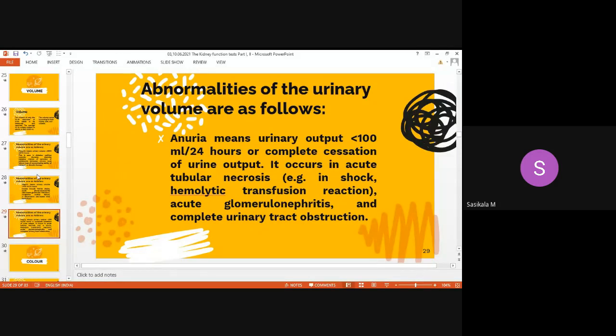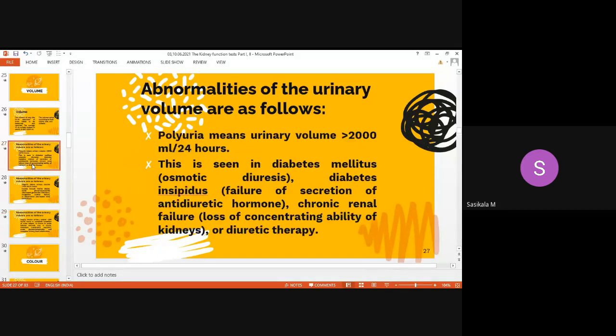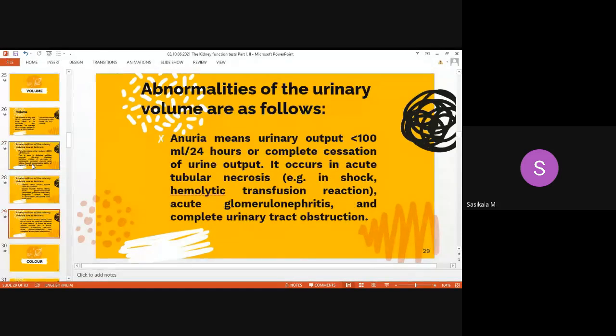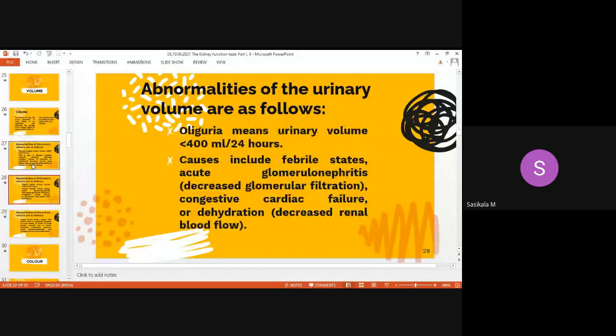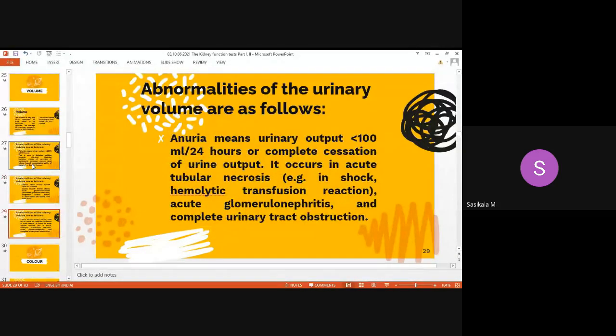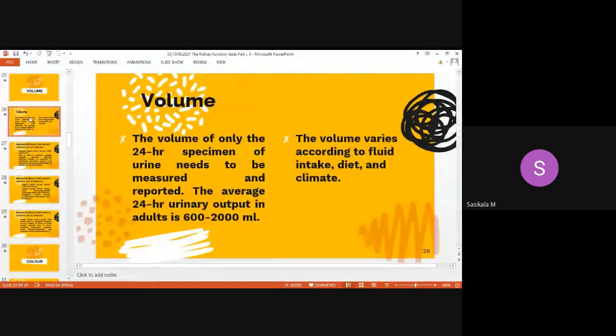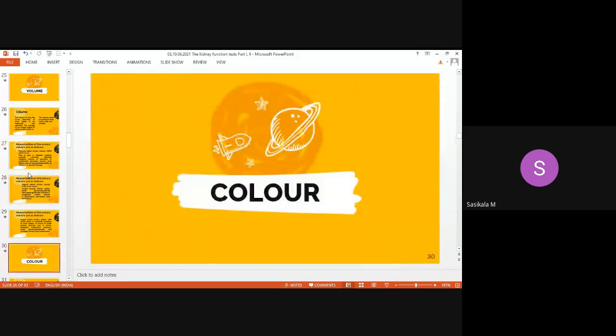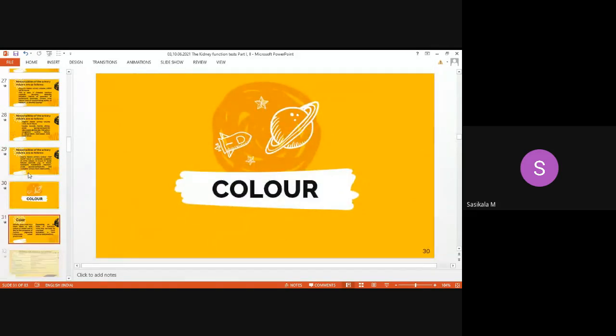This is the third condition. So what are the three abnormalities of urinary volume? Polyuria, oliguria, anuria. Polyuria means increased output. Oliguria means decreased output. Anuria means absence of urine output. So by knowing the volume of urine of a 24-hour specimen, we could understand what kind of abnormalities are formed in the body. Next, we will see about color.